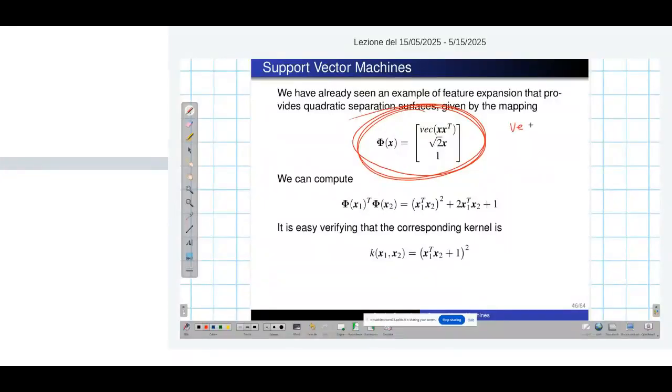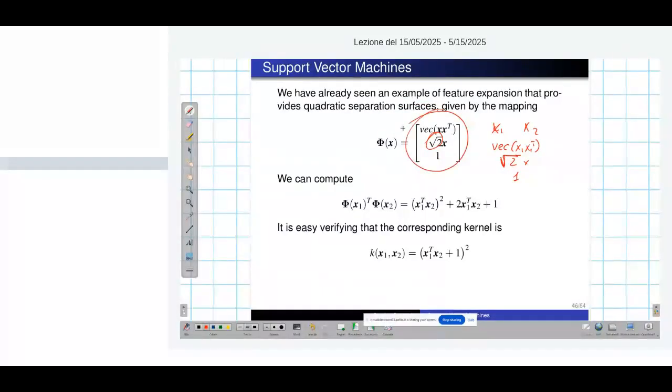Our quadratic feature expansion does, if I have x1 and x2, I will have vec of x1 x1 transpose. And now let's use a different expression where I put a square root here. It doesn't change the expansion, but simplifies the form of the final expression. This is still a quadratic expansion of the feature vector; I just rescaled the input value here. I want to compute this vector transpose vec of x2 x2 transpose, square root of 2 x2, and 1. Now we can show it's vec of x1 x1 transpose, as a matrix, times vec of x2 x2 transpose, plus 2 x1 transpose x2, plus 1.